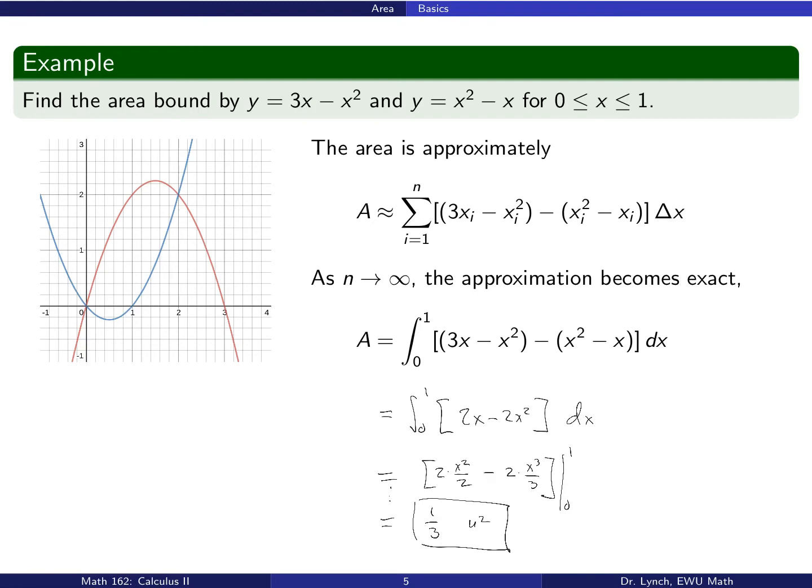area is 1/3. So I'll go ahead and express this truly as an area with 1/3 units squared. Maybe these graphs are in inches or centimeters or something like that, but for the time being, we'll just have 1/3 units squared.